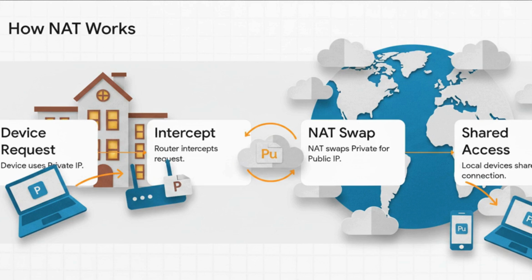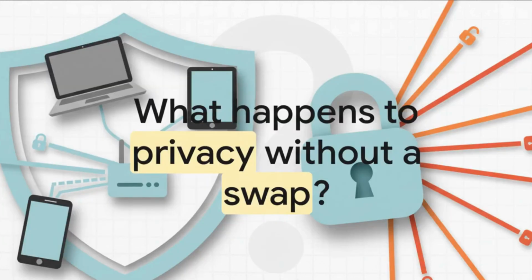It's amazing. Which leaves us with a pretty provocative final thought to ponder. What would happen to your privacy if this local router swap didn't exist? Seriously, if NAT wasn't there acting as this invisible shield, every single device you own would be completely, entirely exposed to the open internet. Scary, right?